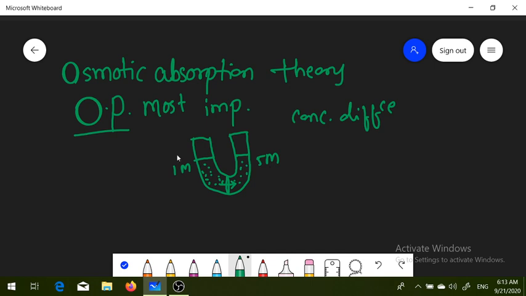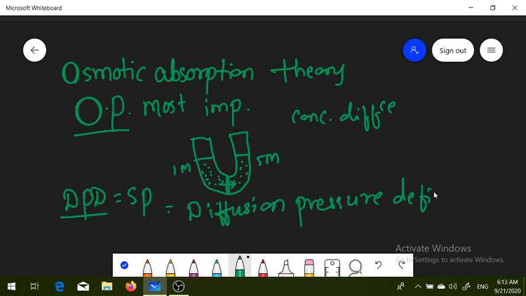Okay. So according to this osmotic absorption theory, besides the osmotic potential, the DPD, which is also known as the suction pressure, is also important. The DPD means the diffusion pressure deficit. The diffusion pressure deficit means what?